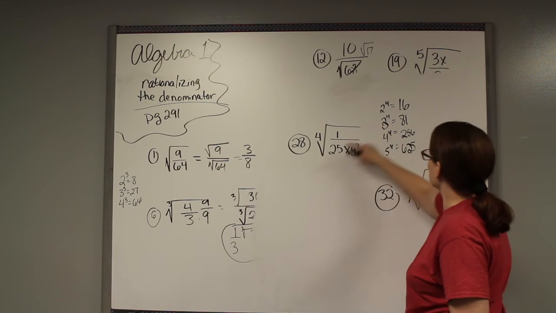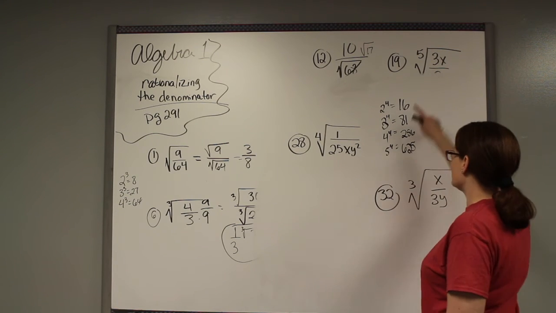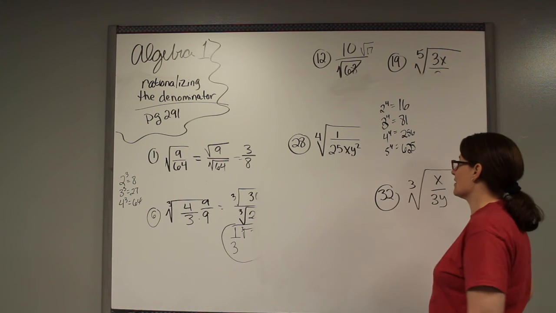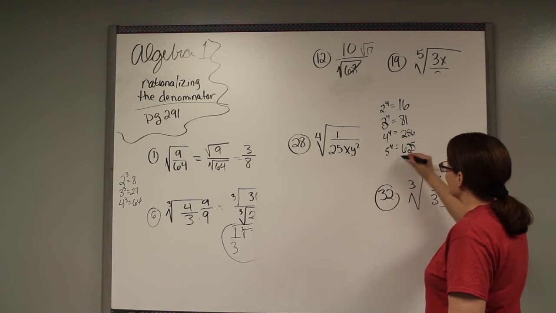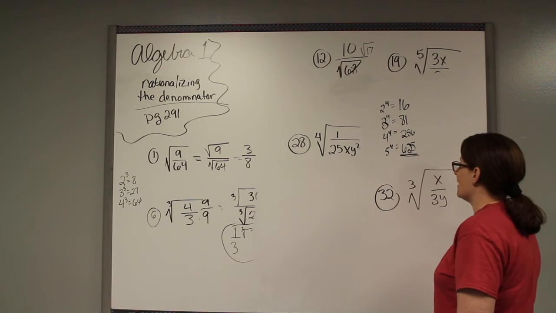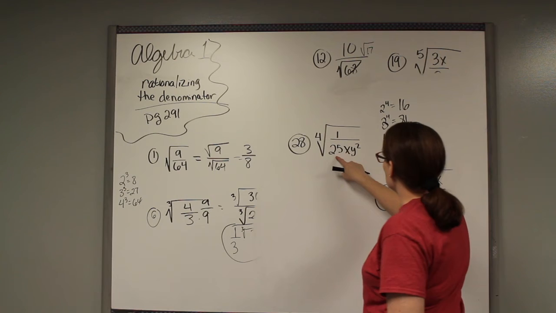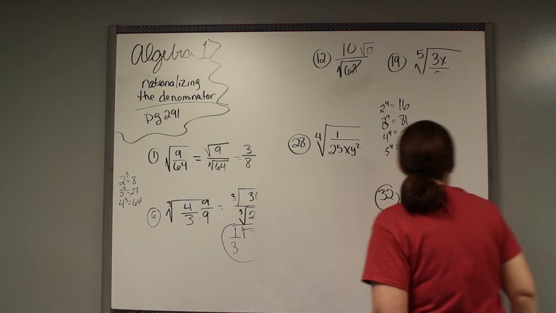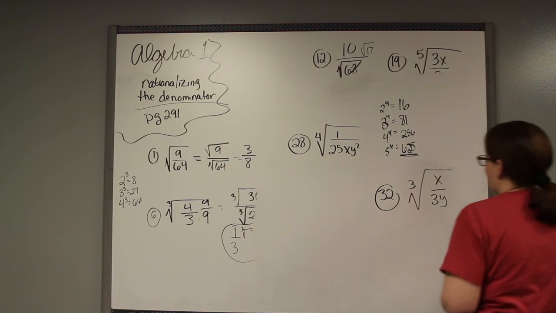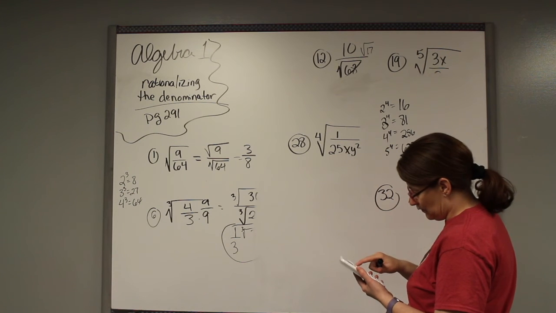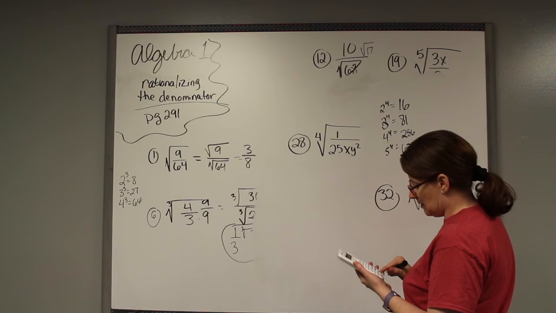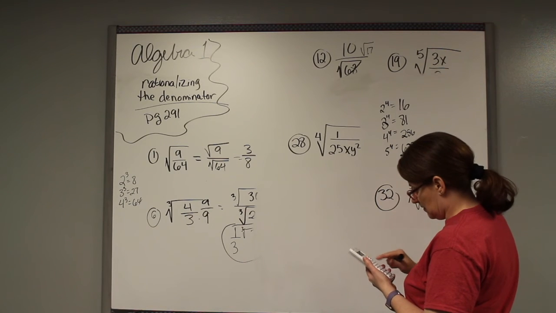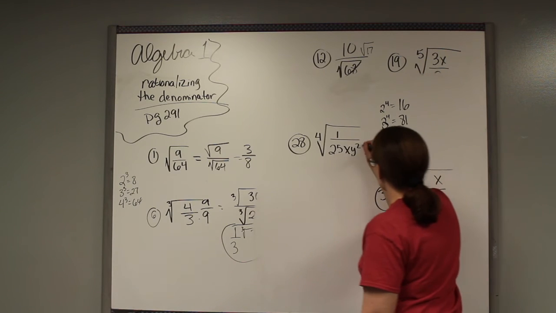Which one of these numbers will 25 go into evenly? Well, it's not going to be 16. This is a 5, so it can only go into things that end in 5 or 0. It's not going to be any of these. It's going to be this one. So what do I have to multiply 25 by to get 625? So I'll do 625 divided by 25. And that's going to be 25.